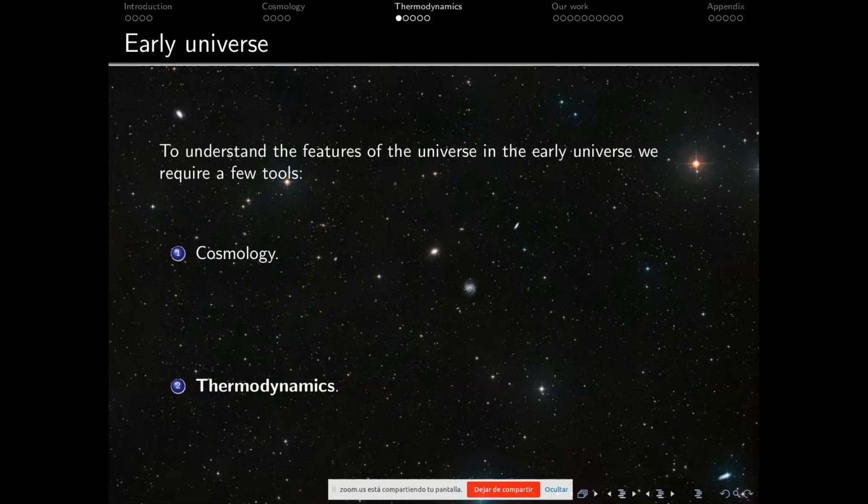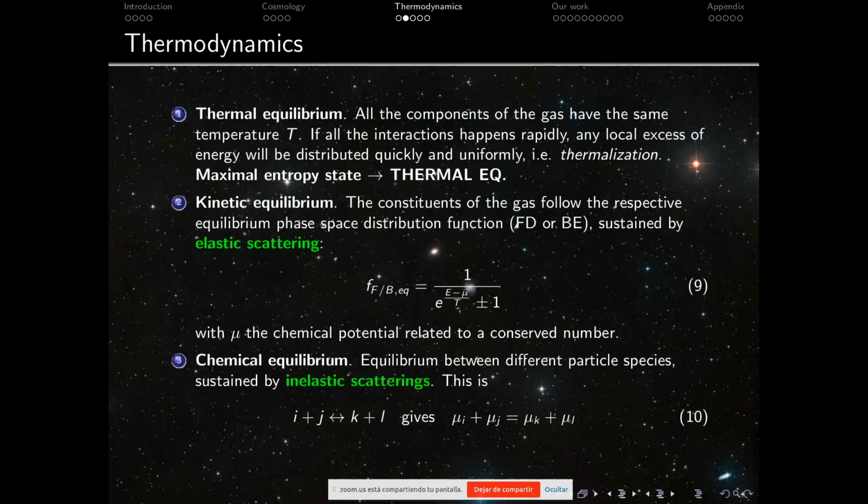I'm going to thermodynamics. In thermodynamics, we define the thermal equilibrium. The equilibrium takes different meanings in the early universe, so we differentiate between kinetic equilibrium, chemical equilibrium, and the more general word, which is thermal equilibrium. And remember that thermal equilibrium is when you have a system with the same temperature. So this is the maximal entropy state.